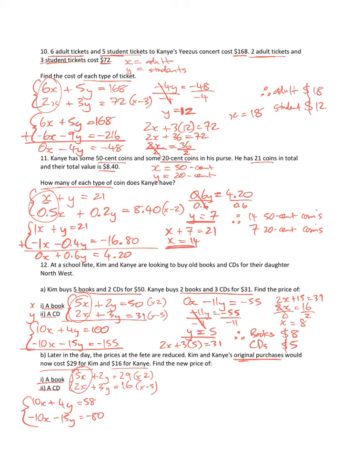Sorry about the croaky voice. Add vertically, 0x's, 4 take 15, negative 9y's, 58 take 80. Ooh, that's wrong. That's not right. Negative 4 take 15 is not 9y.